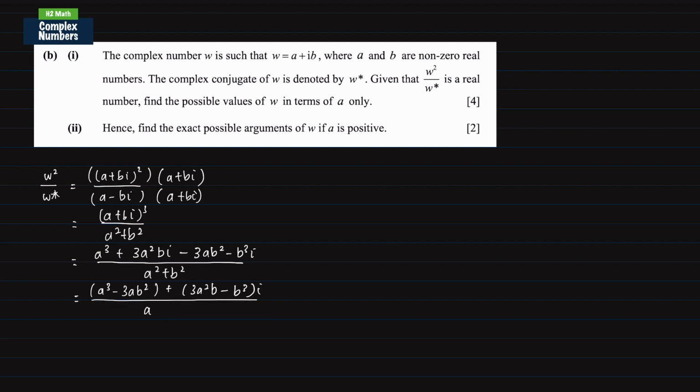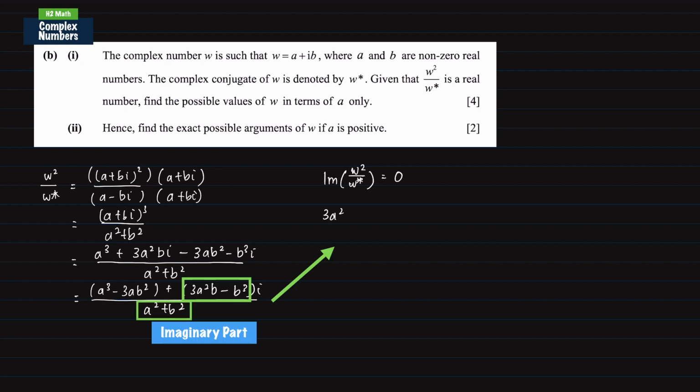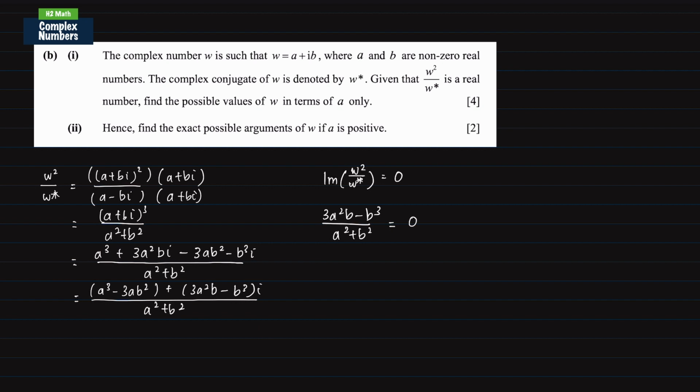Now you realize in the question that w square over w star is purely a real number. This implies that the imaginary part of this complex number is equals to 0. So extracting out these terms from the fraction, we will have (3a²b - b³) over a² + b² is equals to 0. This would mean that 3a²b - b³ is equals to 0, and by factorizing out b, we will have b(3a² - b²) equals to 0.